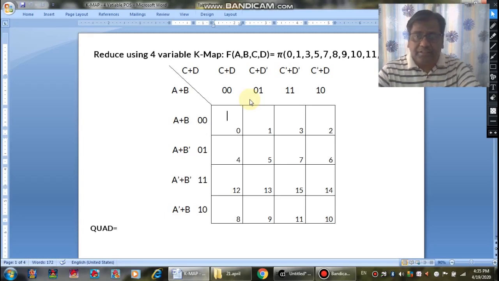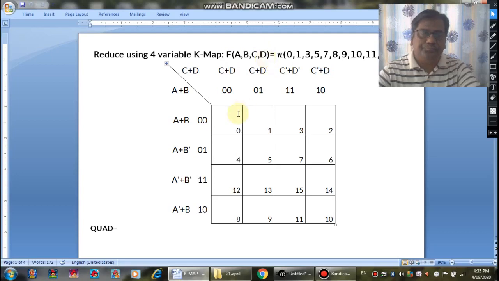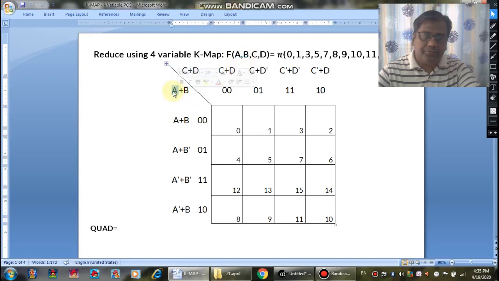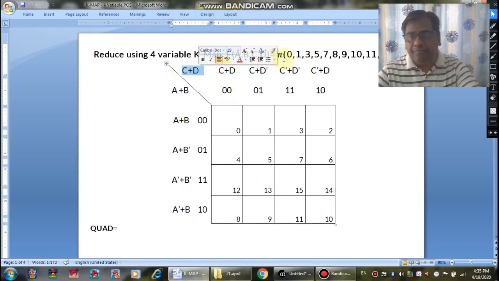Because we need 16 cells, since we are working on how many variables? We are working on 4 variables. After creating a grid, on the top left corner we have to sketch a diagonal. In the same sequence, the first 2 variables will be placed on the right hand side. Instead of writing minterm, now we will write maxterm. Why? Because we are using POS. Next 2 variables in the same sequence we will be writing on the right hand side. Again we will be writing the maxterm instead of minterm.